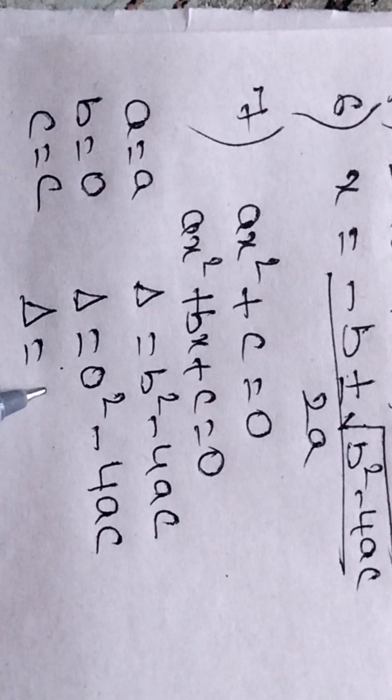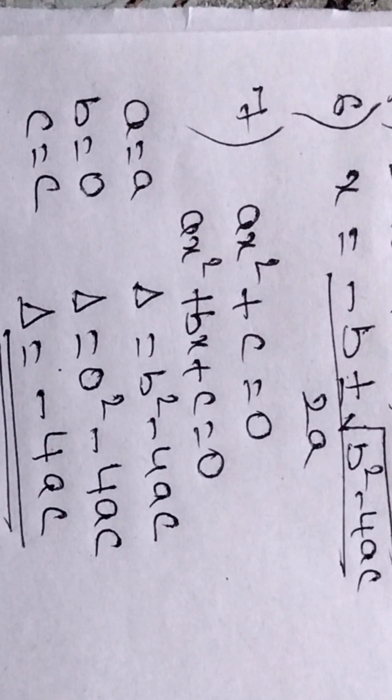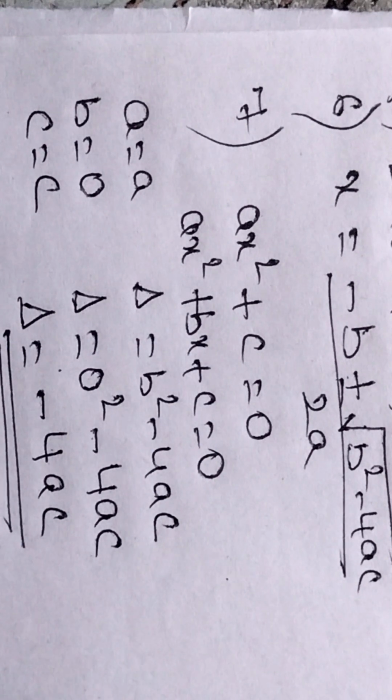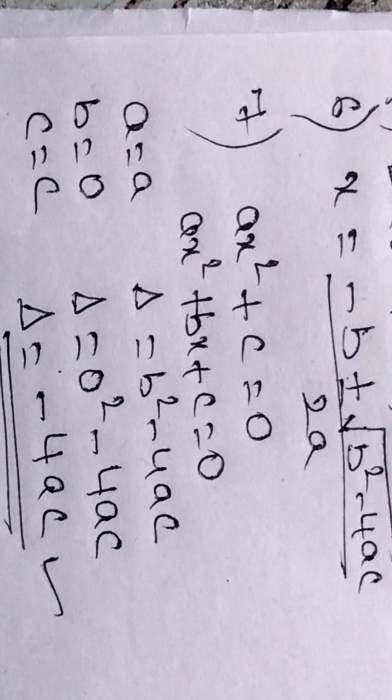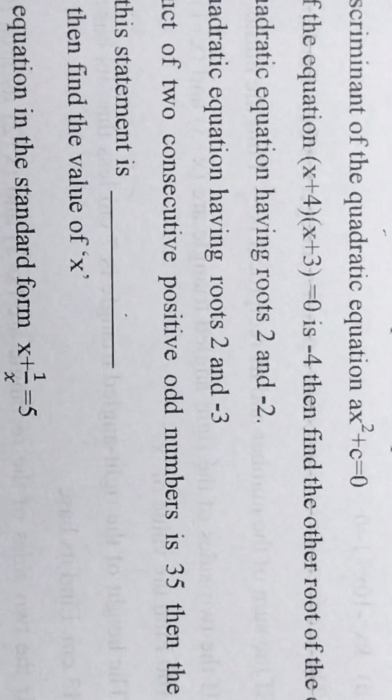0 minus 4ac is minus 4ac. Therefore, the discriminant of the quadratic equation ax square plus c is equal to 0 is delta is equal to minus 4ac. Like this, we have to find out the discriminant of the given quadratic equation.